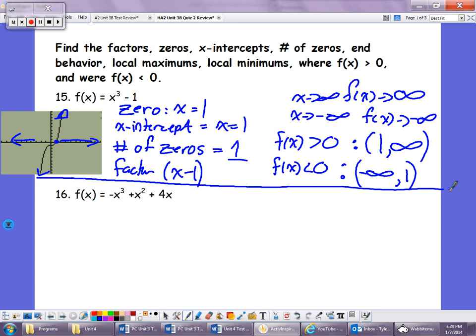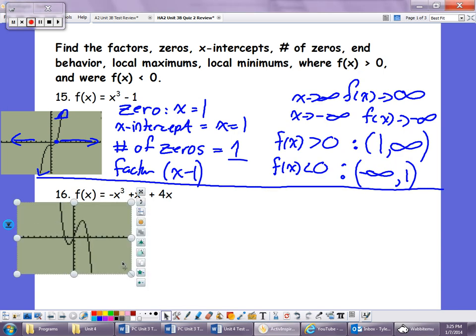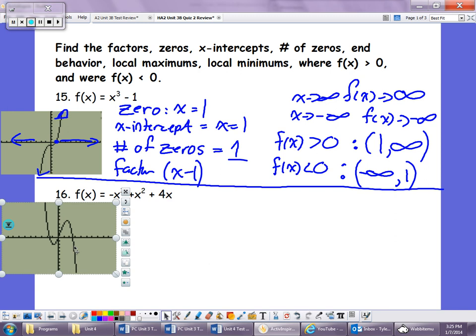And for the next one, we're going to go through and do the same exact thing. So you go to y equals, enter in negative x cubed plus x squared plus 4x. And then we can graph this. We'll see what we get. This one looks like it has 2 changes in direction. We have 3 zeros, so this we're going to have a little more to work with. But again, it's really just the same process.